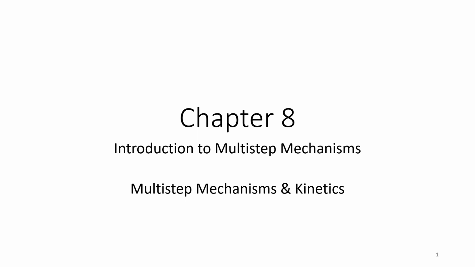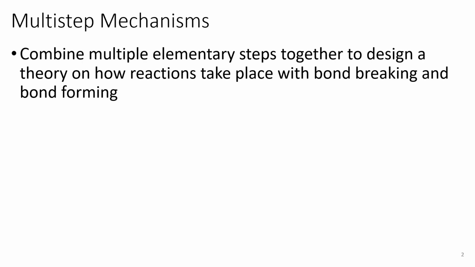In Chapter 8, we're going to be discussing multi-step mechanisms. These are the mechanisms for reactions that contain more than one elementary step. In this section of Chapter 8, we're going to specifically focus on those multi-step mechanisms and the kinetics associated with our reactions. First off, multi-step mechanisms combine multiple elementary steps together to design a theory on how reactions take place with the bonds being broken and the bonds being formed.